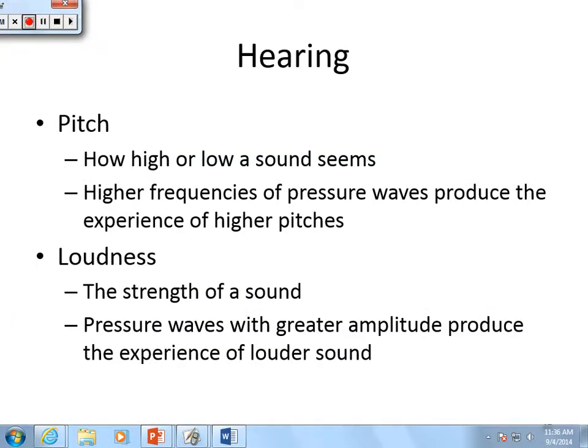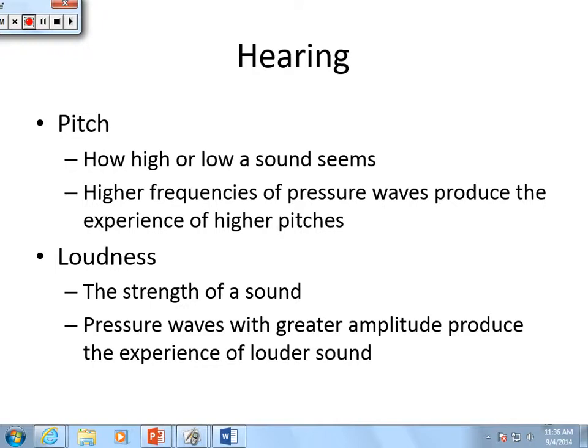All right, so hearing, we're learning the ear. In regards to the ear, you need to know the concept of how we hear. How do we see? We see through light. We hear through waves.